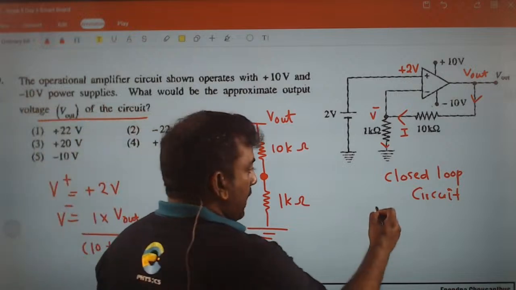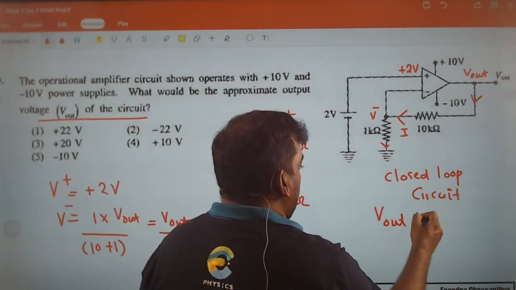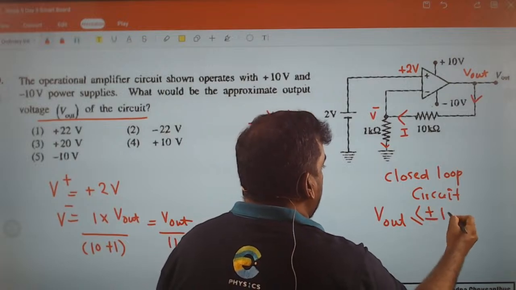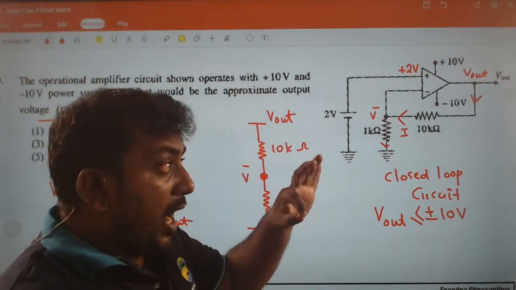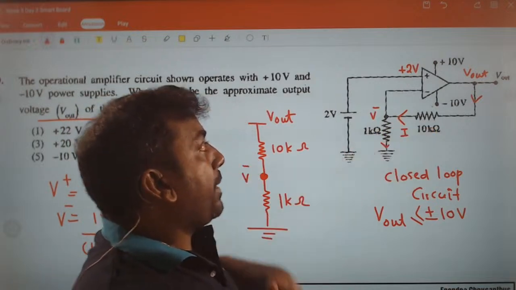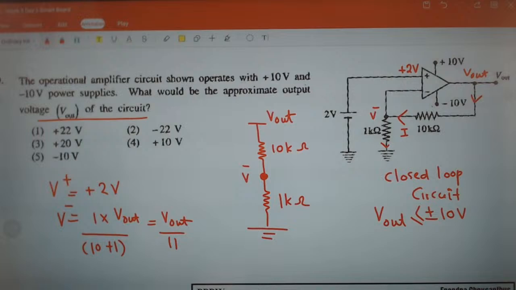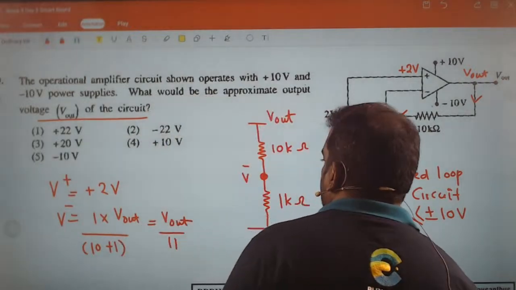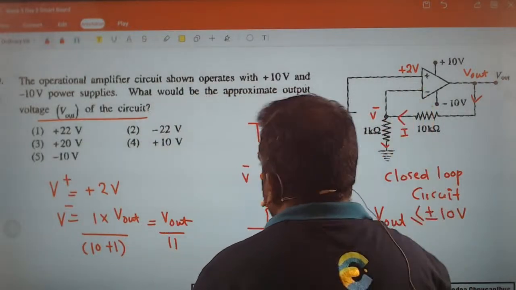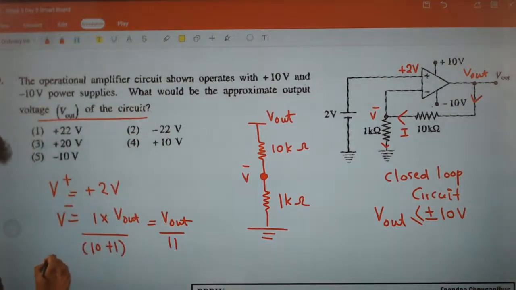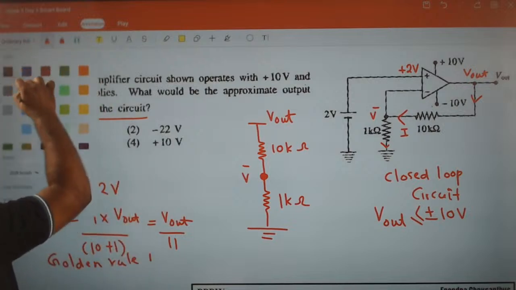Remember, output voltage is less than or equal to plus or minus 10. Output voltage can never exceed the supply. Look at this, V minus here. From this we can say, golden rule number 1: V plus equals V minus, closed loop circuit.